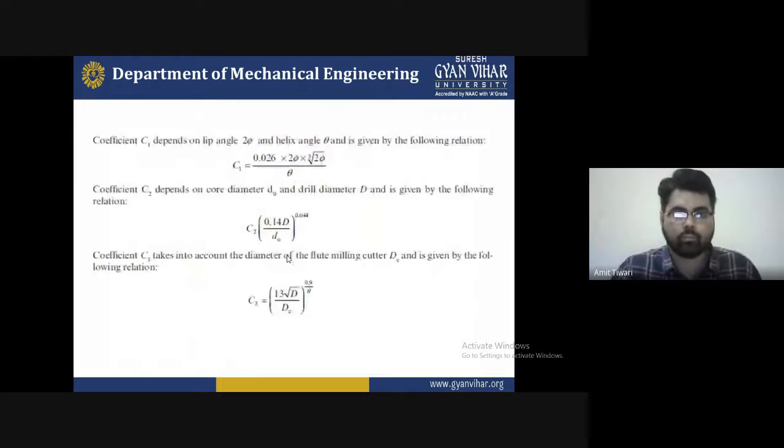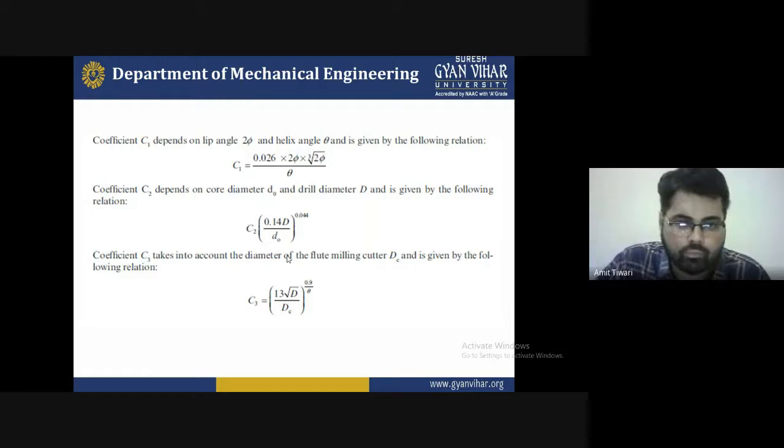Okay. Now next is the coefficient C1, depending upon the lip length 2.5 and the helix angle theta basically, and it is given by C1 equals 0.026 into 2.5 to the power 3 under square root, 2.5 divided by theta. And coefficient C2 depends on the core diameter D0 and the drill diameter D, and is given by the relation C2 equals 0.14 D to D0 and 0.044.